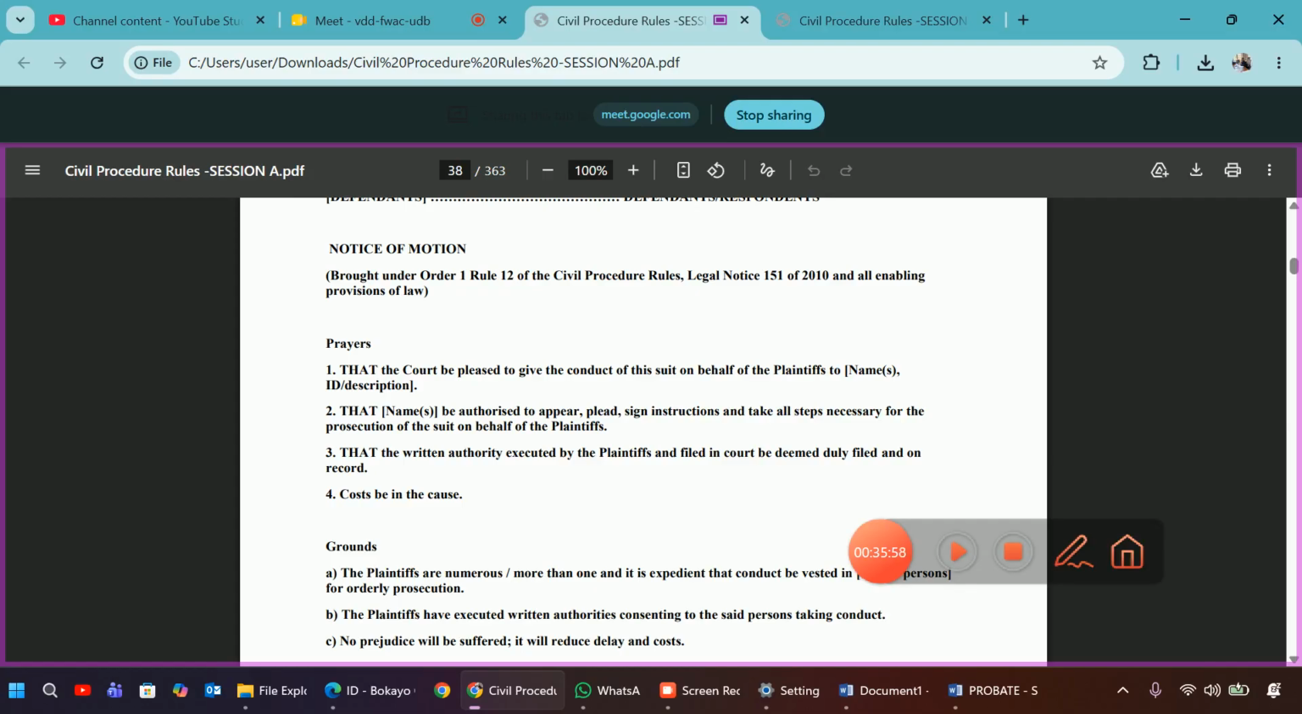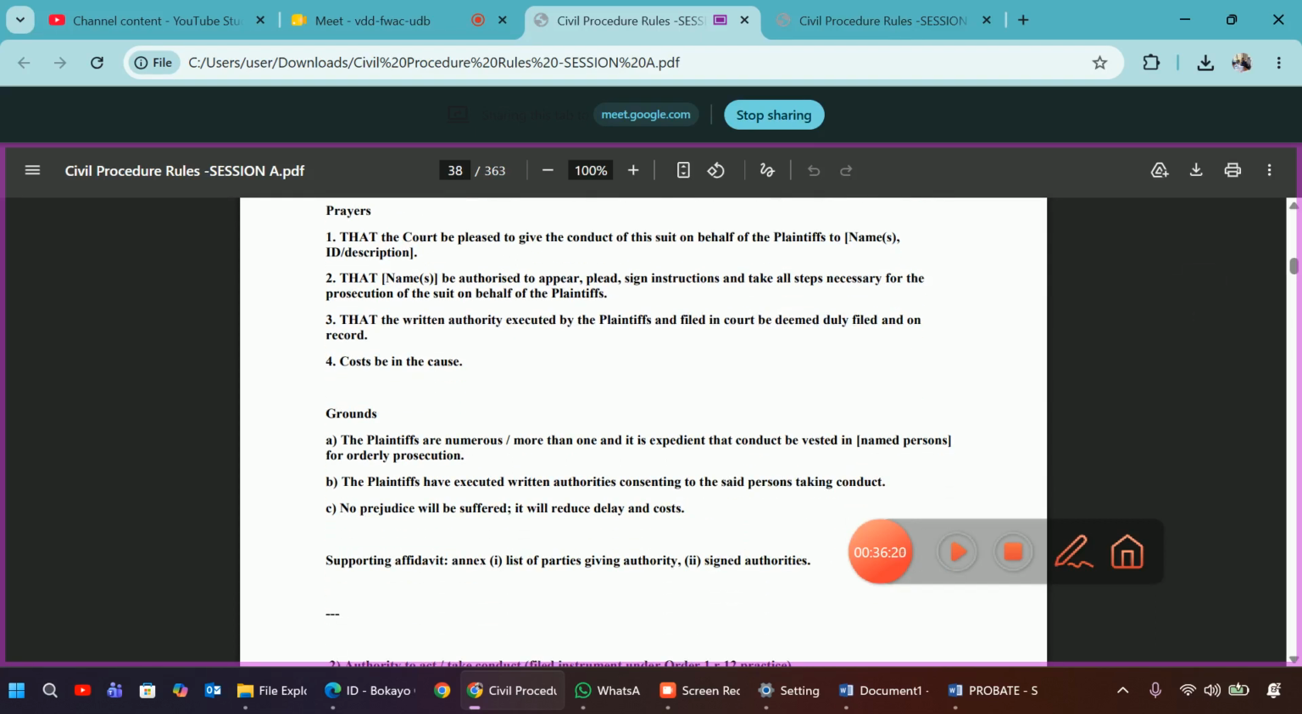provisions, seeking that the court be pleased to give the conduct of this suit on behalf of the plaintiffs to the following people: that names be authorized to appear, plead, sign instructions, and take all steps necessary for the prosecution of the suit on behalf of the plaintiffs. That the written authority executed by the plaintiffs and filed in court be deemed duly filed and on record.